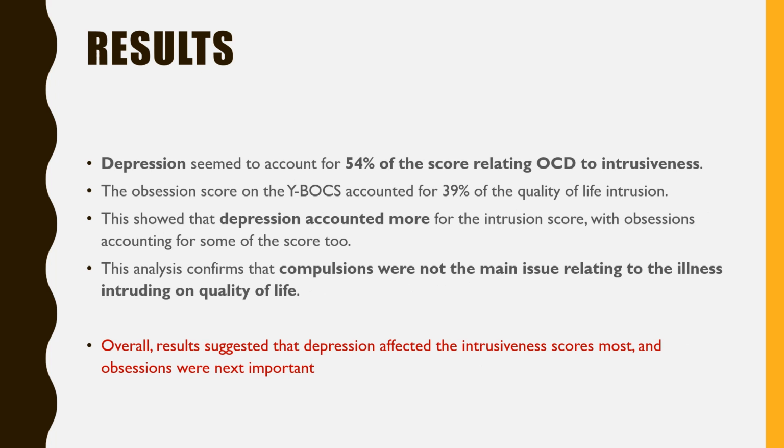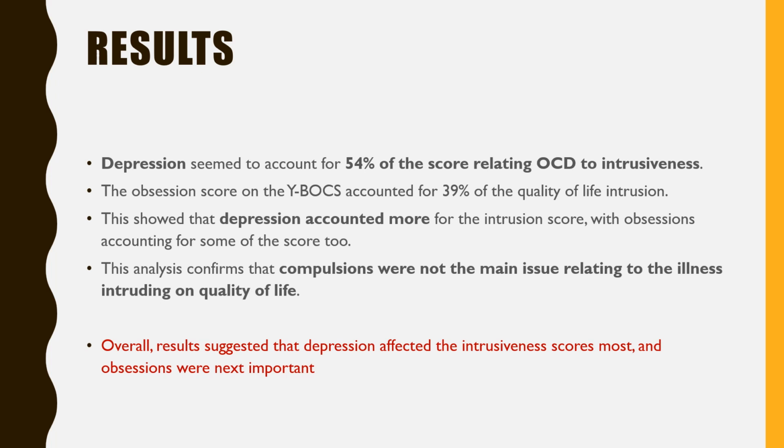So when they analysed the data around scores for depression, it came about that depression accounted for around 54% of the scores related to how intrusive the OCD was felt to be on quality of life. The obsession score on the Y box accounted for 39% of intrusiveness on someone's quality of life. Ultimately, this showed that the comorbidity with depression was more likely to be felt as intrusive, although obsessive thought processes were also part of the score, but depression was more significant.